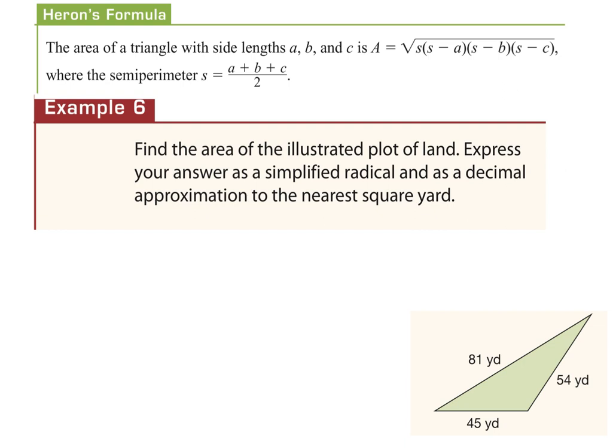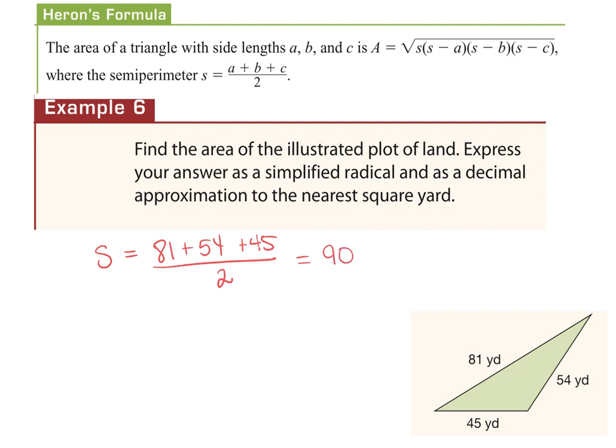So they want you to put it in radical form, and they want you to round it. So we're going to show it both ways. The first thing we have to do here is find our semi-perimeter. So S equals, my perimeter's just the sides added up. So I would say 81 plus 54 plus 45. To make that a semi-perimeter, I divide that by 2. So my semi-perimeter here is going to be 90.